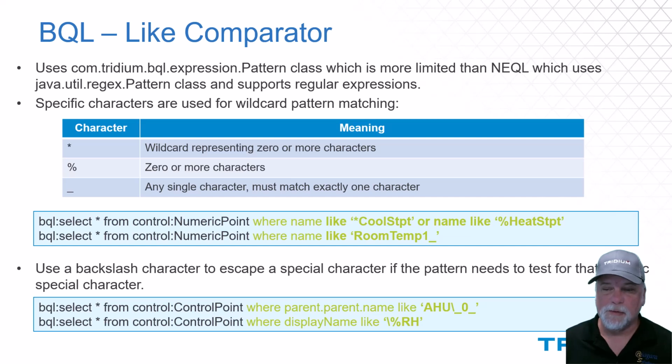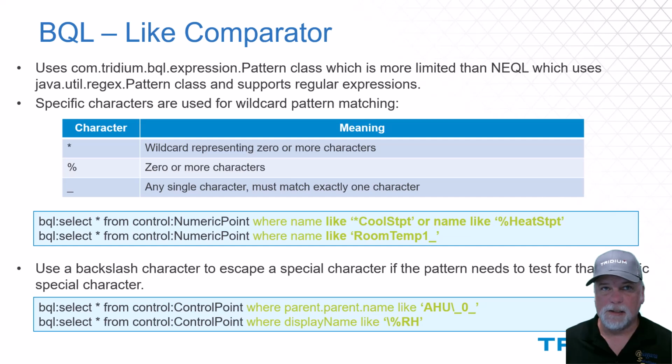So in the bottom examples there, you'll see the first one, where parent.parent.name like, and then AHU backslash underscore. The backslash escapes the underscore character, and it's not treated as a wildcard. The pattern is therefore saying the name of the parent device has to be AHU underscore 0, and then the next underscore character represents a wildcard of 1 character. So air handler AHU underscore 01 through 09 would match the pattern.